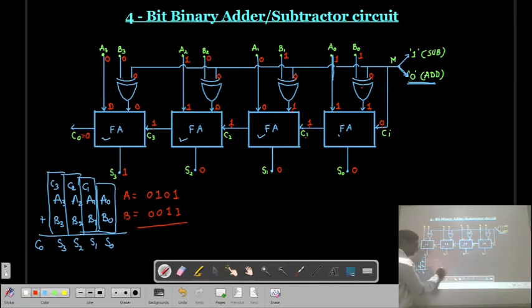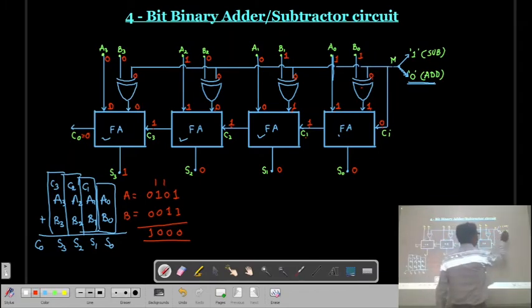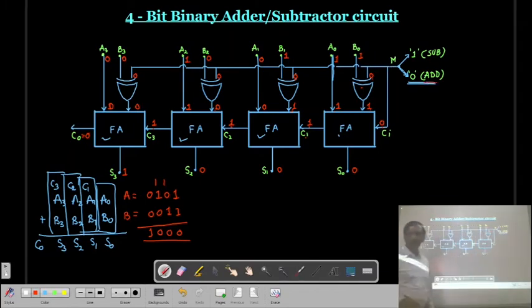Here also you can see 1 plus 1, sum is 0, carry is there, 1 plus 1, 0, and this is going to be a 1. So the same answer we have. So in this way, whenever this M input is connected to 0, then you have the sum S0, S1, S2, S3 like this. Now let us see how we can perform the subtraction.